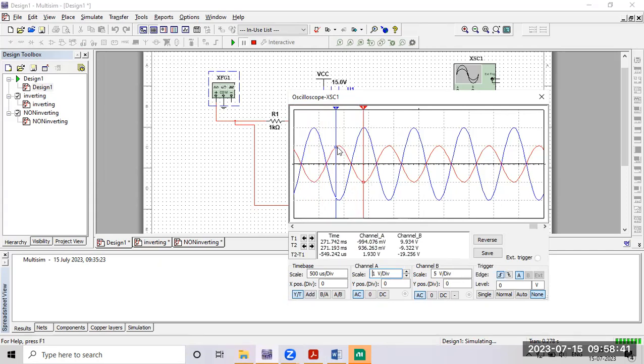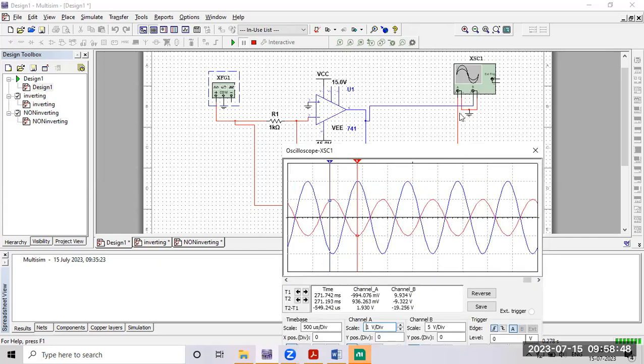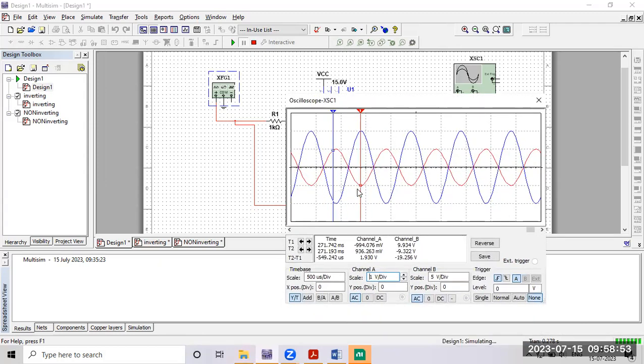Peak to peak. What is the input voltage? Actually, we gave the input to A channel, output to B channel. Okay, observe here, A channel 1.9, that is nothing but approximately 2 volts. Expected output 20 volts, but here 19.2. It's okay. 2 volts input, 20 volts output, peak to peak. This is how we should see the output with the help of Multisim.